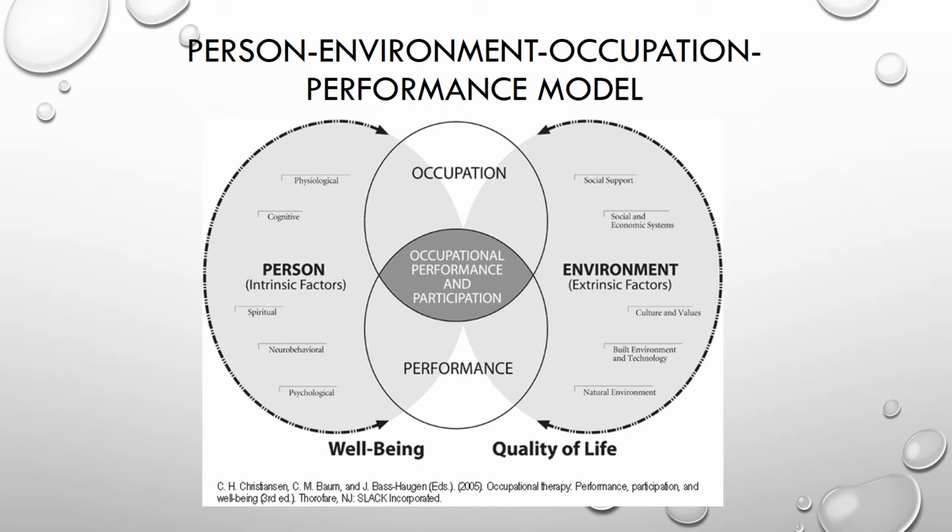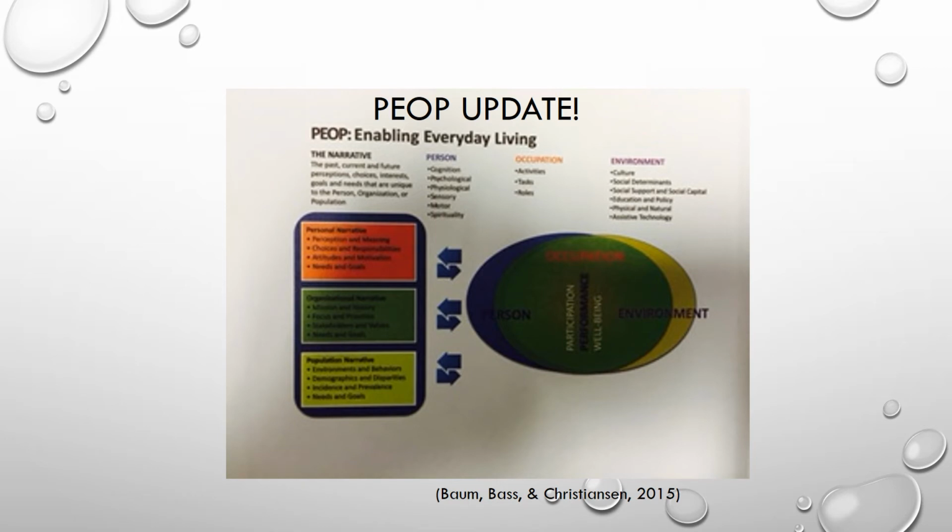They do include the same elements of person, environment, and occupation. The PEOP has a little bit more static looking model, but it focuses on occupational performance and participation. This is the updated version, and I'm sorry for the poor picture. This was basically a quick snapshot with my phone. I will try to get some better images for later in the semester. But they have updated the PEOP within the last year, and they've tried to show a little bit more of the dynamic interactions between the person, environment, and occupation by basically making them 3D and overlapping them with each other and adding some color to it.